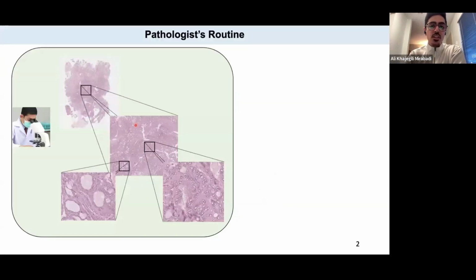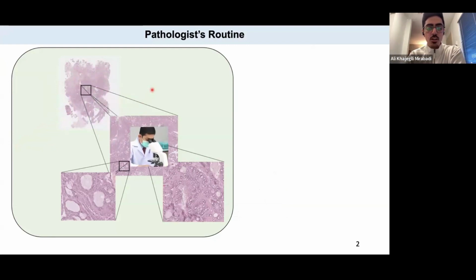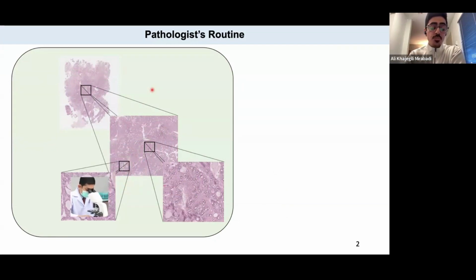And let's first talk about the pathologist routine while they're diagnosing cancers with whole slide images. So usually when a whole slide section goes to clinic and pathologists want to investigate these cases under the microscope, they have to switch between different magnifications, often going to higher and higher magnification and vice versa, and coming back and zooming out to look at different regions to confirm a solid diagnosis.